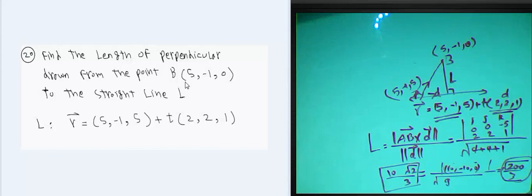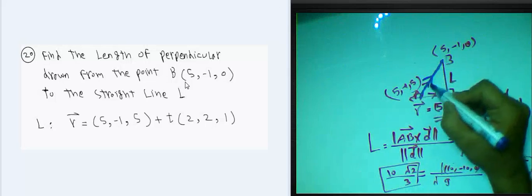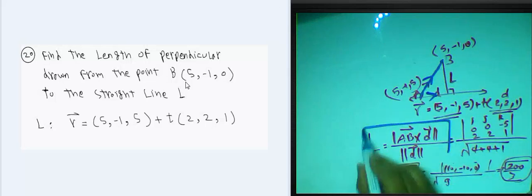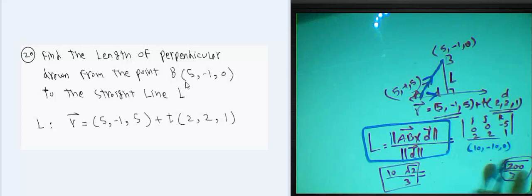Okay, this is the last question here. Understood? To find this length, we must find vector AB cross vector D over the magnitude of vector D. We can find the cross product between them. It will be negative 10, or 10 and negative 10 and 0, and then you can find the square root of the first and second and third. It will be root 200 over 3, then the result will be 10 root 2 over 3 length units.